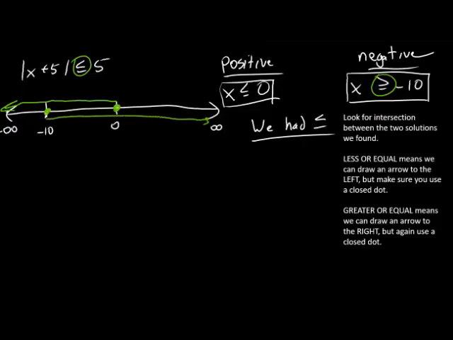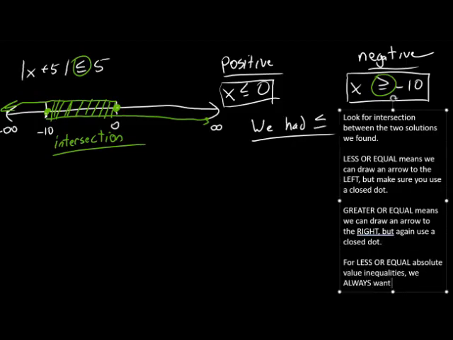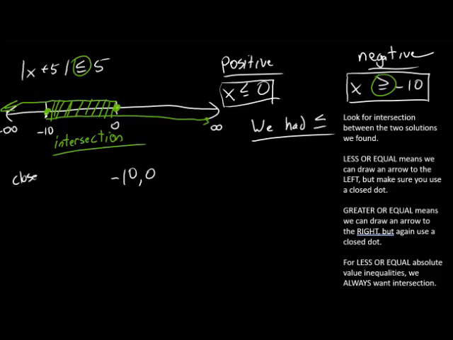You can see on the picture there is a region where the arrows cross each other, here in between negative 10 and 0. This region between negative 10 and 0 we'll call an intersection. This intersection is our solution set. Therefore, we will write our solution interval as negative 10 to 0. Because these are closed dots, we will use square brackets on the negative 10 and the 0.